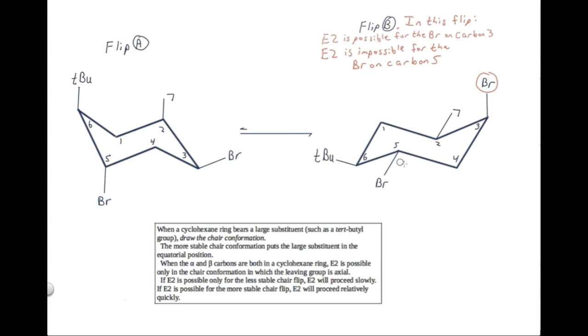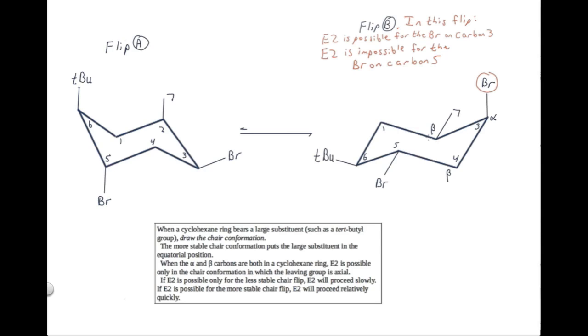That puts the tert butyl group in the equatorial position. We're going to spend maybe 99% of our time in this chair flip and maybe only 1% in this chair flip. So this chair flip will give us the major product. So we can say that this will be our alpha carbon. Here we have a beta carbon, and here we have another beta carbon. There's two beta carbons, so we have to decide which one we're going to use.